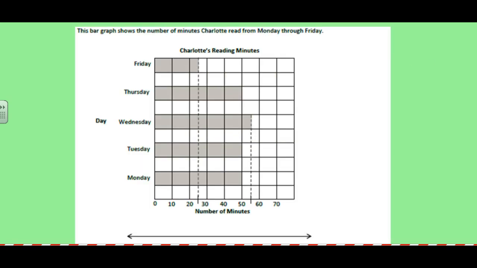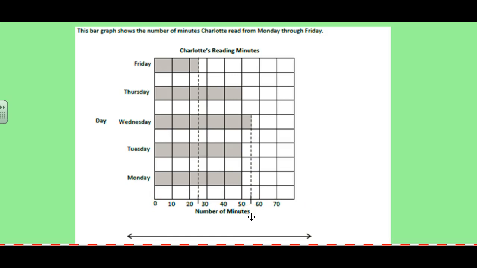Okay, there is another page to the problem set. We've got a horizontal bar graph this time. You can see that the bars are going horizontally and not going up and down. And it says up here that this bar graph shows the number of minutes Charlotte read from Monday through Friday. So we've got the days of the week over here, and these numbers down at the bottom on this scale is going to be the number of minutes that she read.